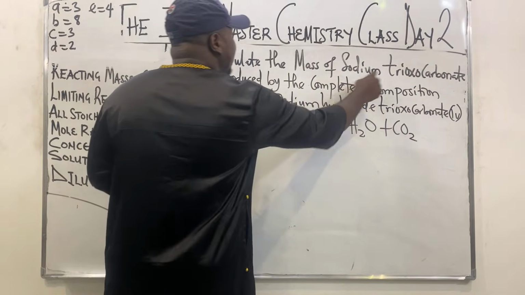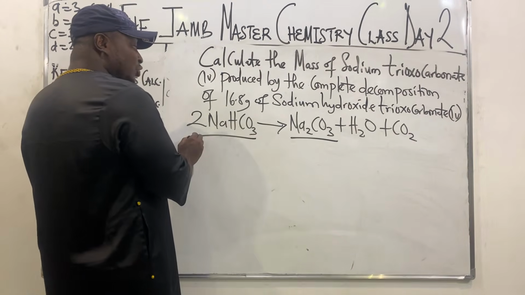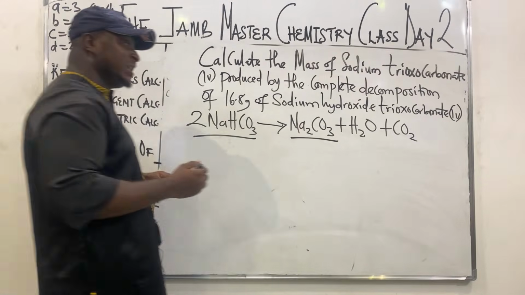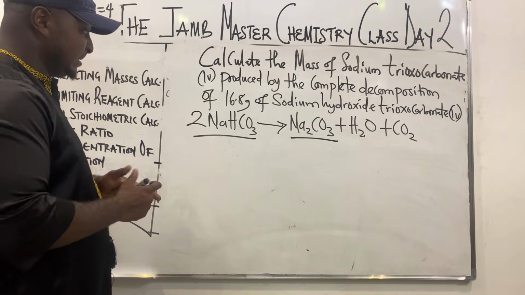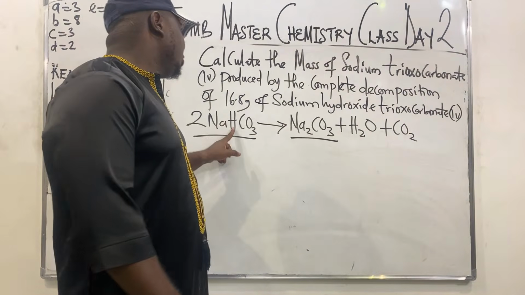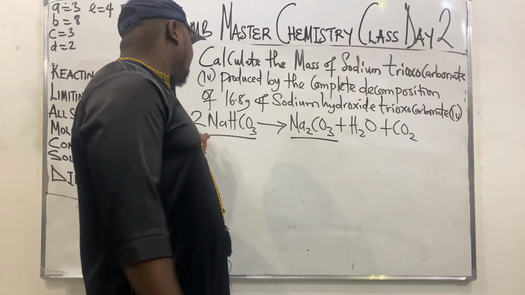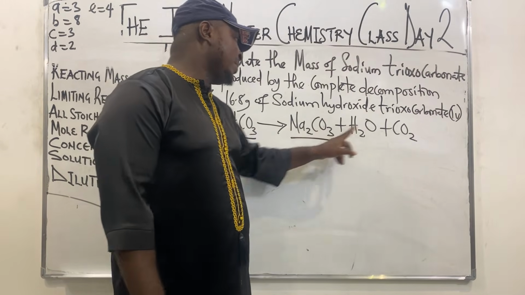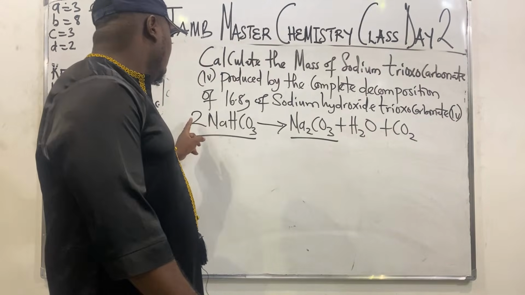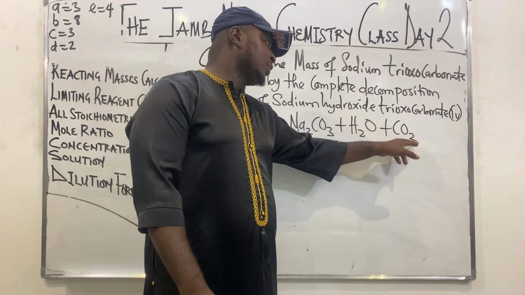Class, mass of sodium trioxocarbonate, this is sodium trioxocarbonate produced. When this guy is decomposed, what mass of this is produced? Before you start solving, is the equation balanced or not? I think it's balanced. 2Na, Na2, balanced. Hydrogen, 2 hydrogen, 2 hydrogen, balanced. Carbon, 2 carbon, 1 carbon, 1 carbon, 2 carbon, balanced. Oxygen, 2 times 3, 6 oxygens. 3 oxygens here, plus 1, 4, plus 2, 6, balanced.